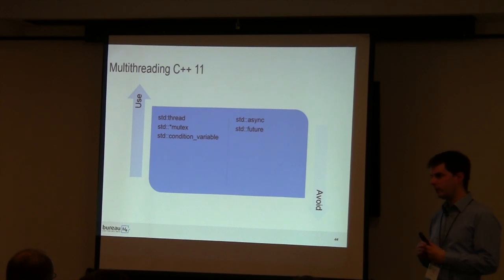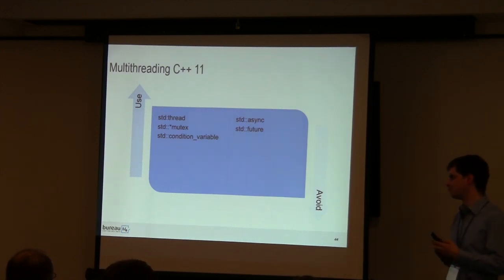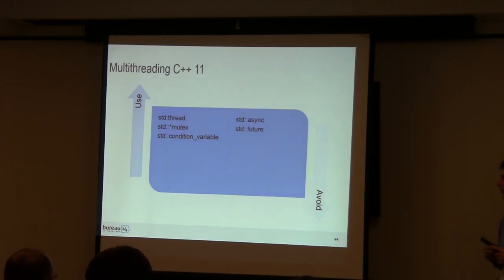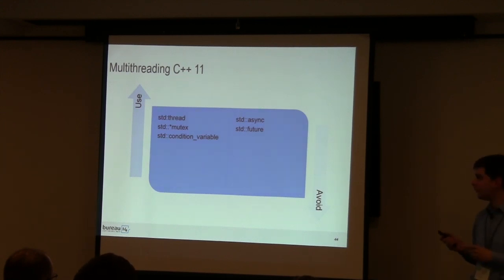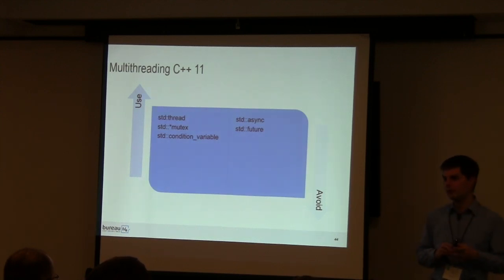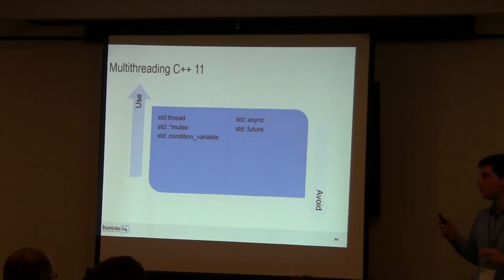So multi-threading. Multi-threading is, generally speaking, hard. And if you want to support multiple platforms, I would strongly suggest not using std::async. First of all, because I think it's the wrong API for the problem. I think it's a useless API, to be honest. Future, because of the performance discrepancy you can have from one platform to the other, you should be careful with it. But thread, mutex, condition variable, it's very safe to use. I've used them for years, no problem, and no performance difference. And you should really use that, because it's going to make your life very simple.